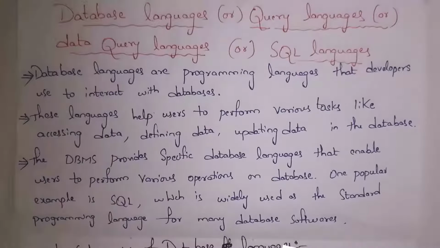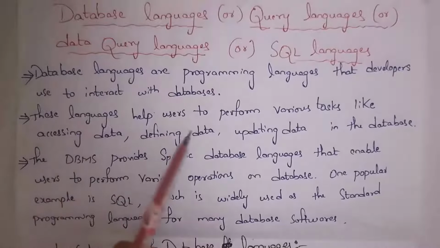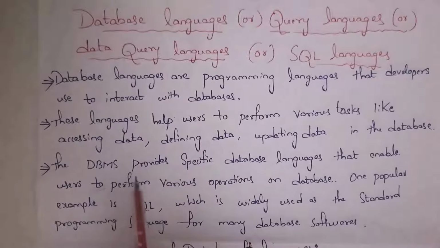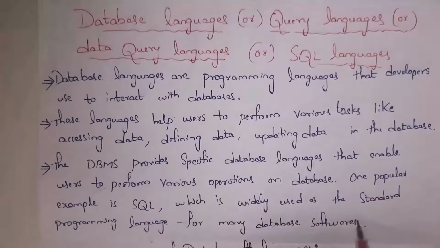By using these languages, database developers can perform various operations on database like they can define data, they can access data, they can update data and so on in databases. There are various DBMS softwares that use various database languages in order to perform various operations on database. And one of the popular database languages is SQL. This SQL is one of the standard programming languages for managing database softwares. Oracle, MySQL, Microsoft SQL Server and etc. All the softwares use SQL. So it is considered as standard programming language.